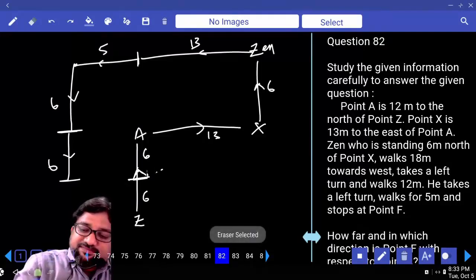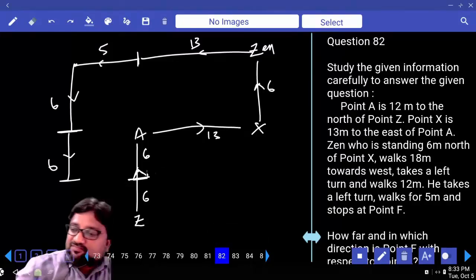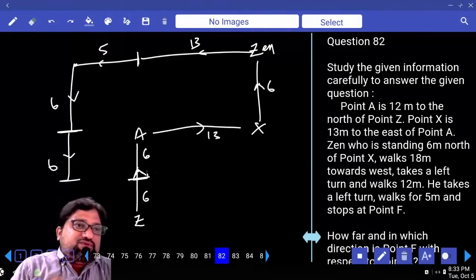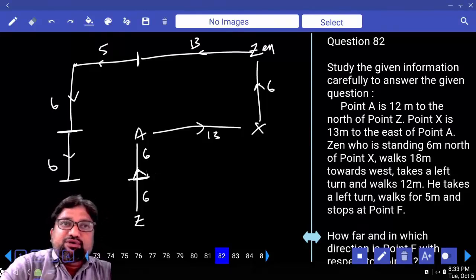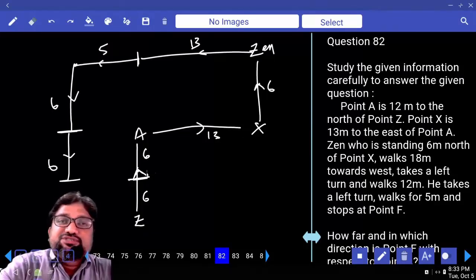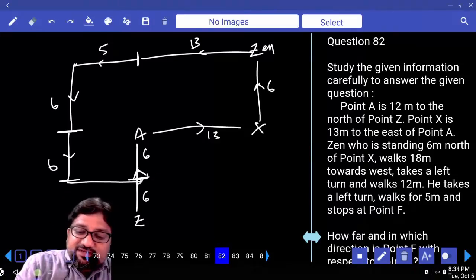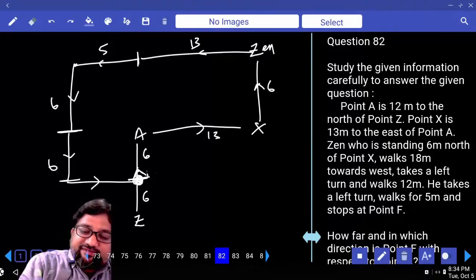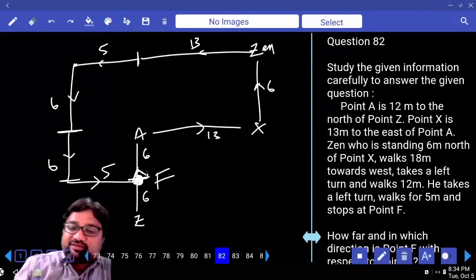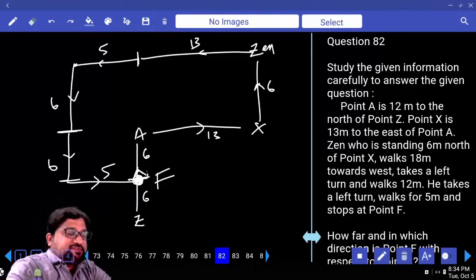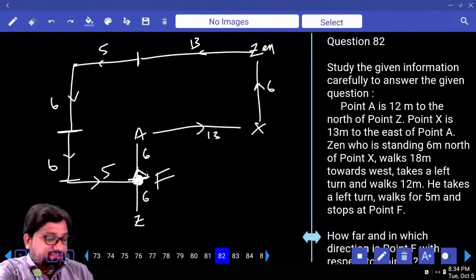12. Understood? Next he takes a left turn and walks 5 meters and stops at point F. South, when somebody is facing south, you are talking about left of south, then it is towards your right side. So how many meters? 5. Stop exactly at this point, 5. So this is point F. Understood? Everyone? Chalo, copy it. We'll go for the next set of questions.